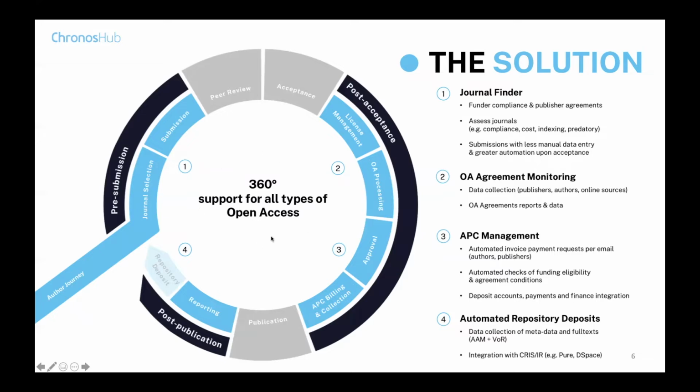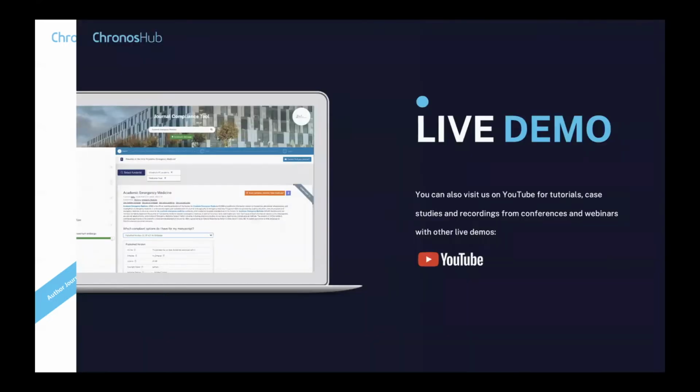We also structure the information in such a way that we enable reporting on all different aspects, whether that's payments or specific open access agreements. And with the information, both on full text and article metadata, we also automate repository deposits and can put all that data directly into repositories like DSpace or CRIS-systems like Converis or Pure.